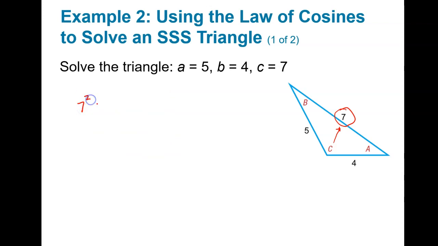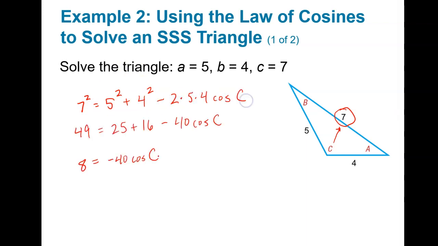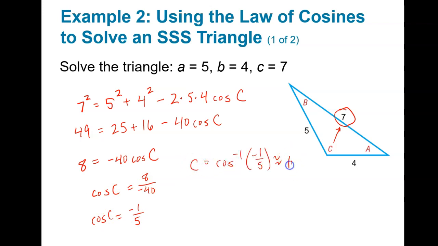So c squared equals a squared plus b squared minus 2ab cosine of angle C. So subtracting the 25 and the 16 over, I get 8 equals negative 40 cosine C. So cosine C equals 8 over negative 40. That's going to reduce to negative 1/5. And cosine C equals that, so C equals the inverse cosine, which is about 101.5 degrees. So there is my first angle.